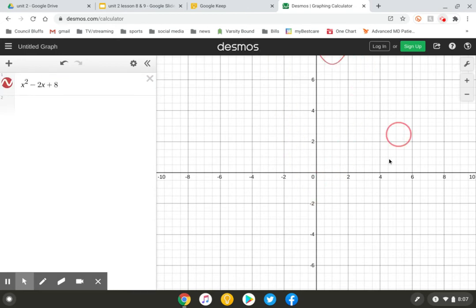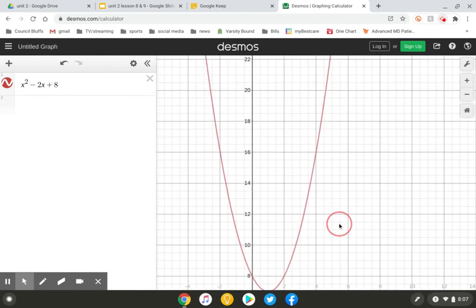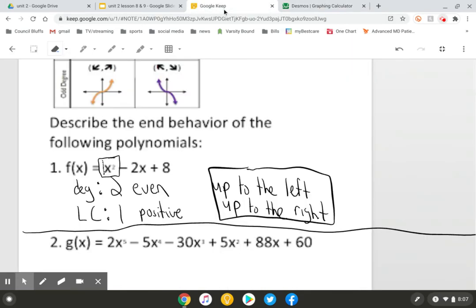And we can see it's a parabola. And notice, as we move left, the graph goes up, so it goes up to the left. And as I move to the right, the graph also goes up. So it goes up to the left and up to the right. And that's how we find end behavior.